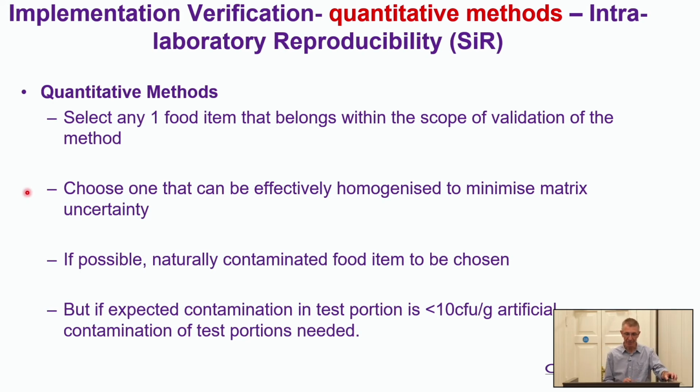If possible, best to use a naturally contaminated food, but we all know how difficult it can be to find naturally contaminated foods with some things like E. coli or Staph aureus and so on. Because the final point there said, if you can't get a naturally contaminated food, then you can artificially contaminate it at relatively low levels.